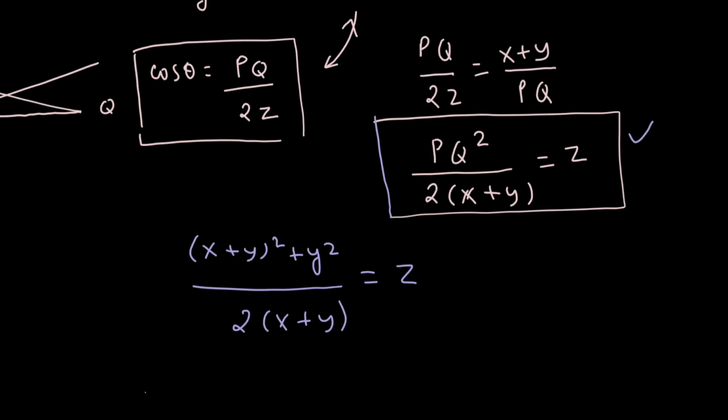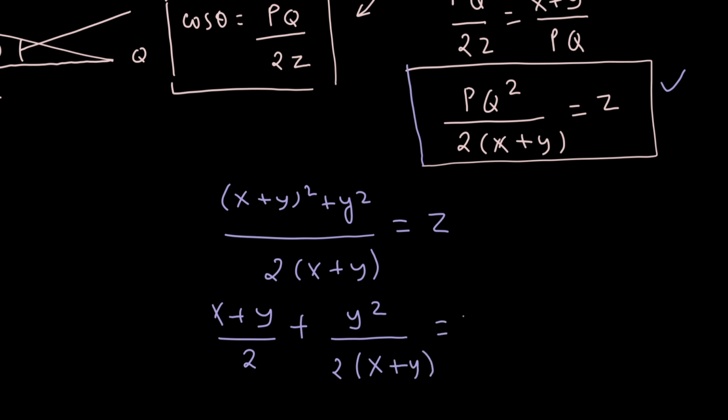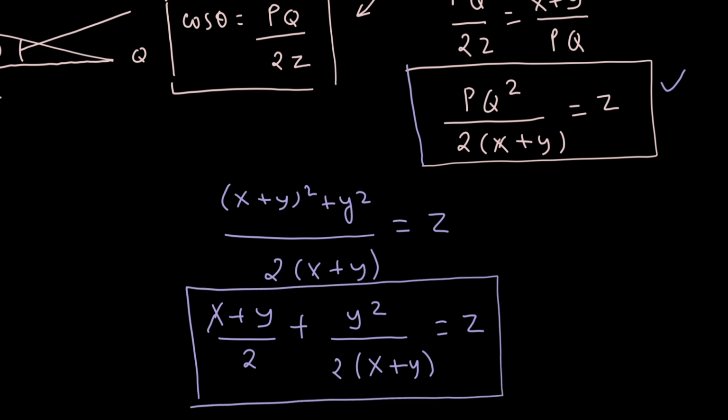Now by separating the denominator on the left hand side, I will finally get x plus y upon 2 plus y square upon 2 times x plus y is equal to z. Now this equation is important because it is a relation between the radius of the quarter circles and the radius of the semicircle. x and y are the radii of the quarter circles, z is the radius of the semicircle. Now using this we will get the relation between their areas also.